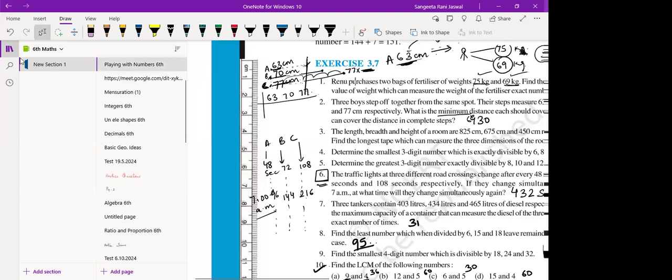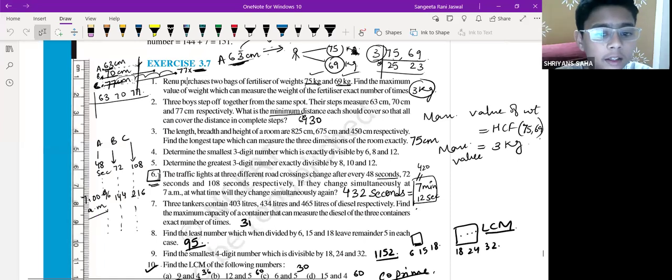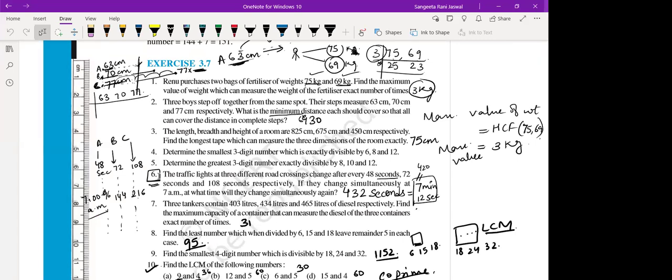Right, question number 5. Shreyansh, read question number 5. Determine the greatest 3-digit numbers exactly divisible by 8, 10 and 12. Exactly divisible by 8, 10 and 12. Okay, greatest 3-digit number exactly divisible. So same way you have to do like the above question.